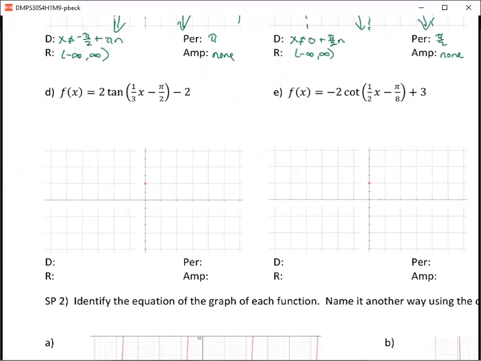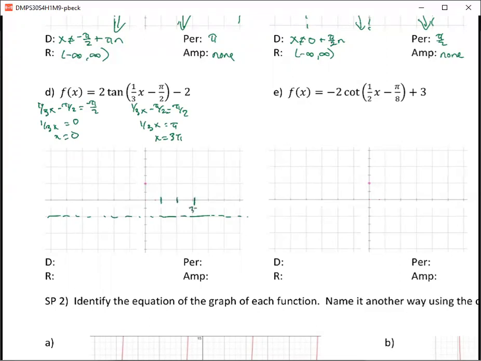So first thing, equilibrium. Second thing, 1/3 x minus pi over 2 equals, this is tangent. So I'm getting the bad habit of putting 0, so negative pi over 2. So 1/3 x is going to equal 0, so x equals 0. Then 1/3 x minus pi over 2 equals pi over 2. So 1/3 x will equal pi, so x will equal 3 pi. So I have to fit 0 to 3 pi on here. So let's go ahead and say 1, 2, 3 pi.